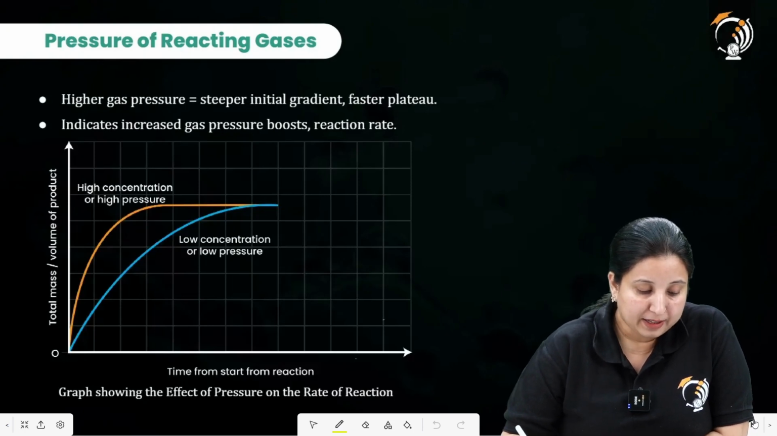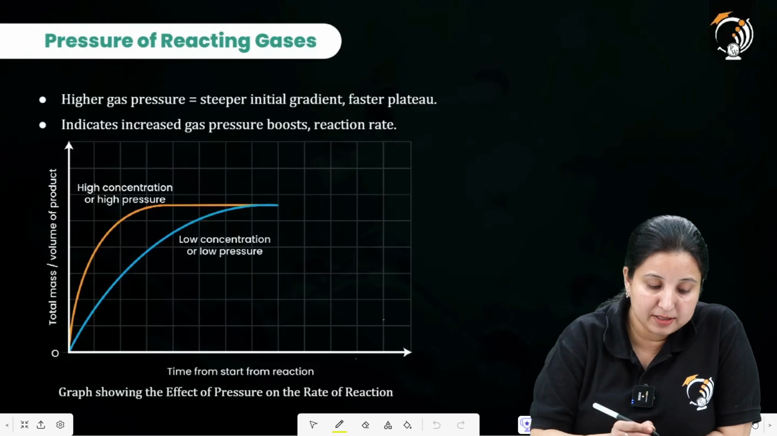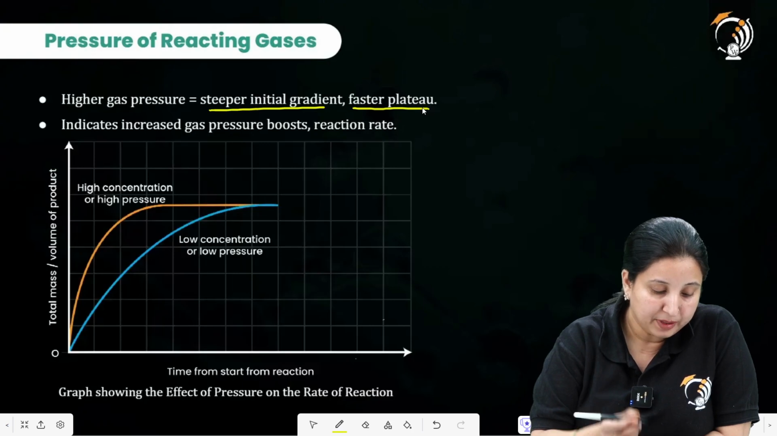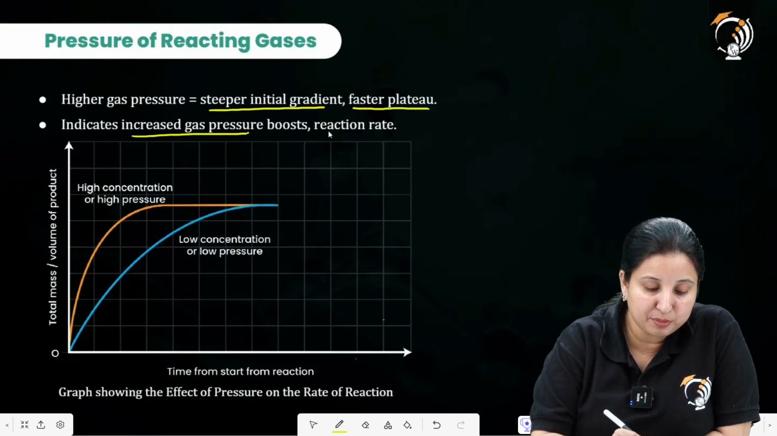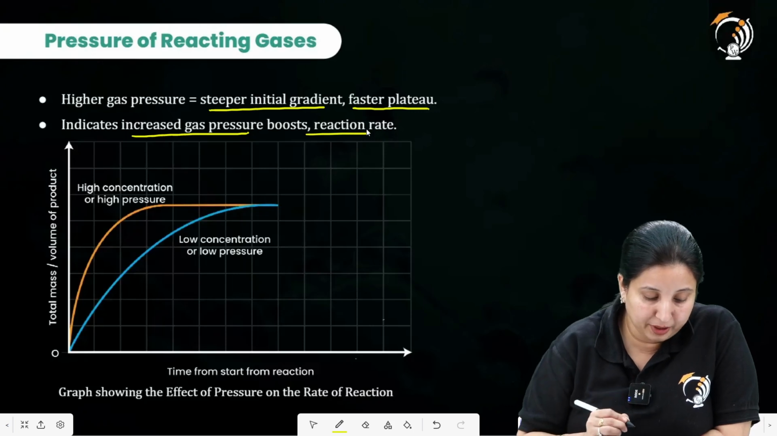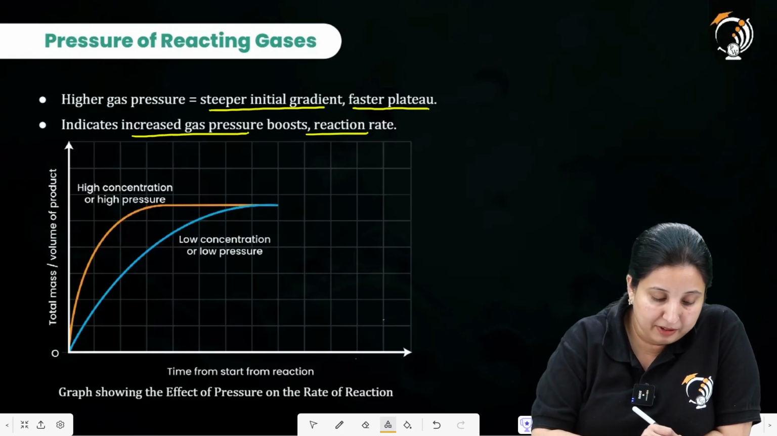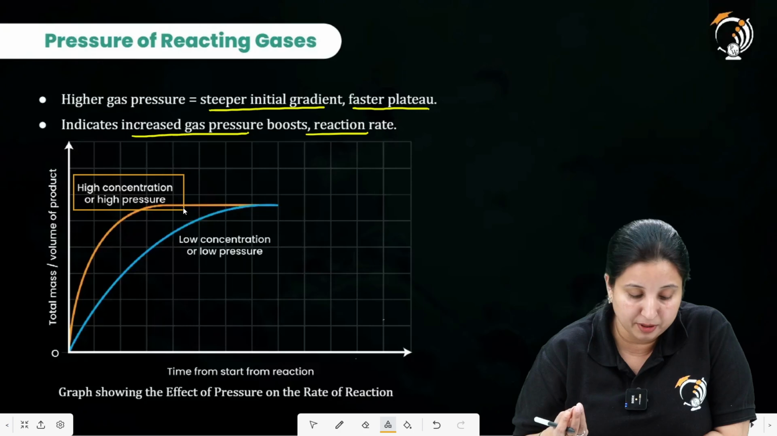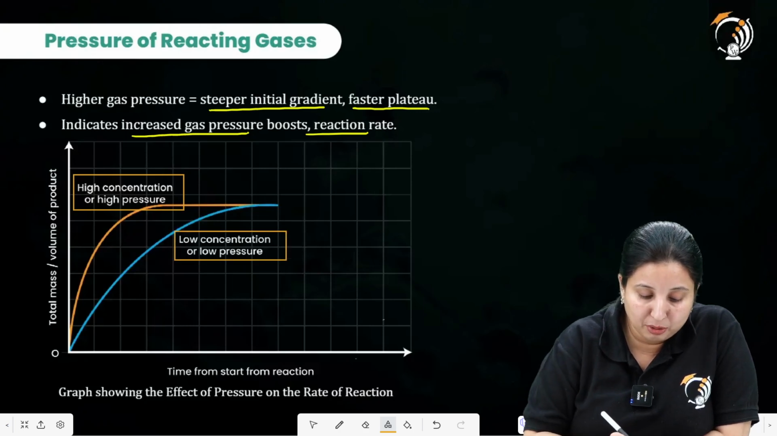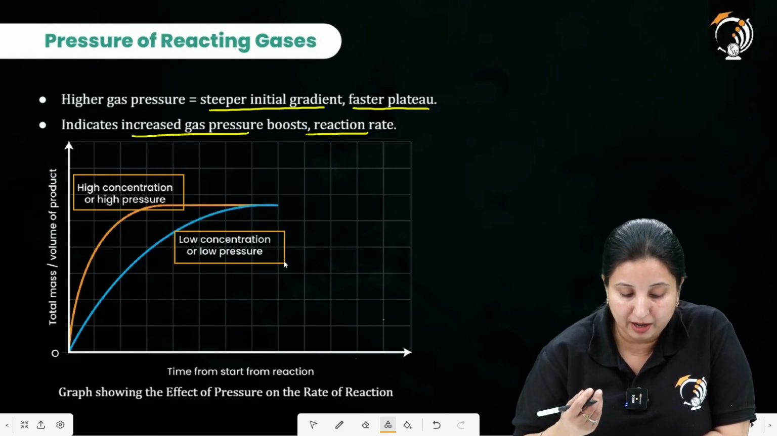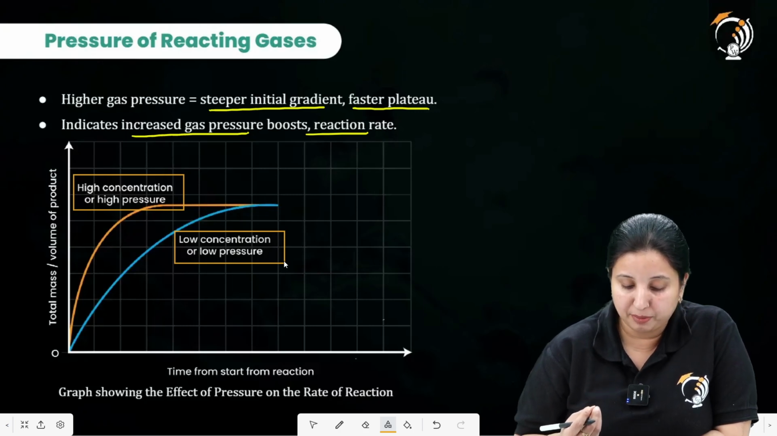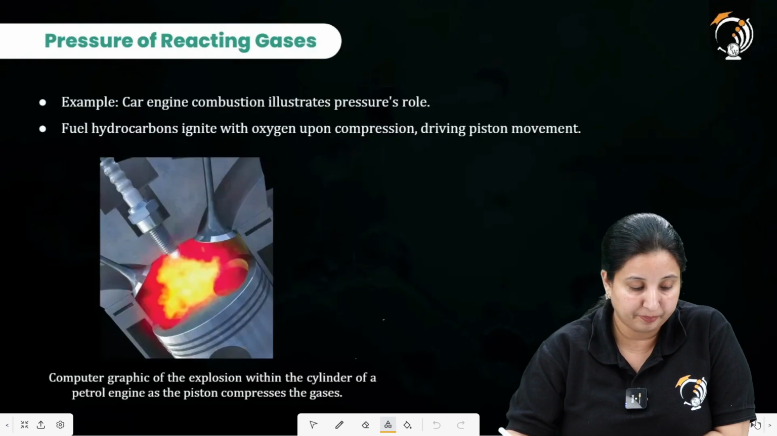So for the pressure of reacting gases, higher gas pressure is equal to a steeper initial gradient, so a faster plateau. This indicates increased gas pressure boosts reaction rate. So again over here if you look, when we are having a higher concentration or higher pressure, we are having a steeper gradient. And in the case of low concentration or low pressure, we are not having the steeper gradient. So this is how there is the effect of pressure on the rate of reaction.